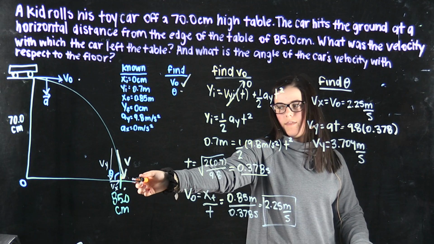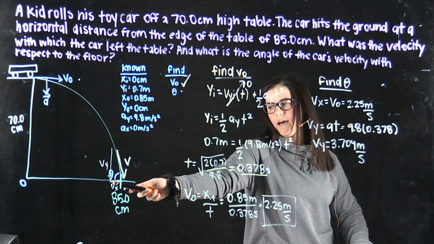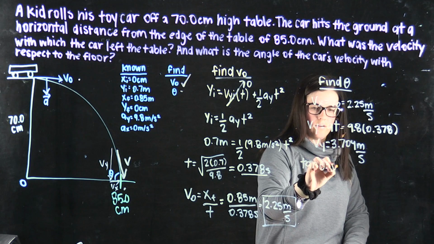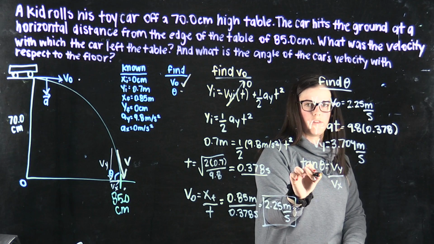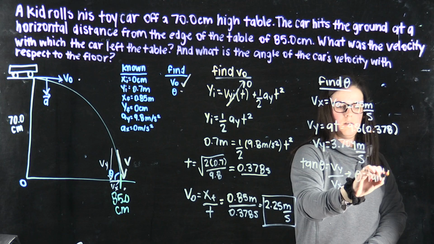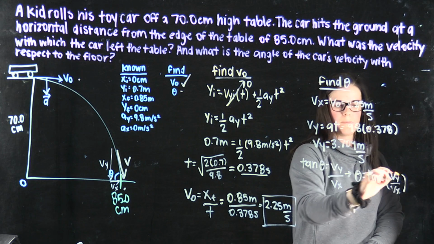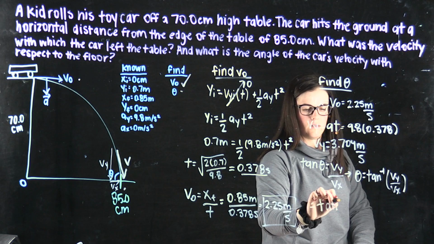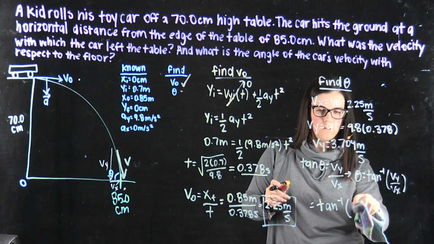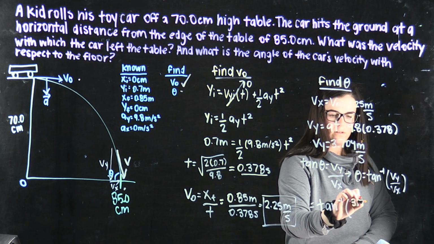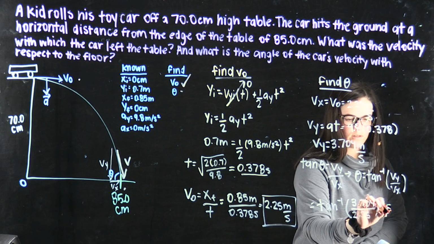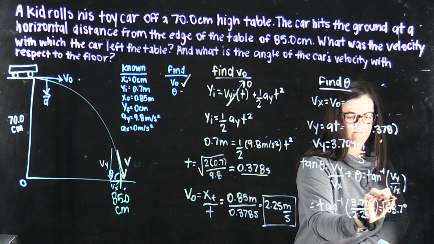Now to find theta, we have Vy and Vx, so we have the opposite and the adjacent, so we're going to use tangent. So the tangent of theta equals Vy over Vx. To solve for theta, we're going to take theta is equal to the inverse tangent of Vy over Vx. Inverse tangent of 3.704 over 2.25 equals approximately 58.7 degrees. And that's it.